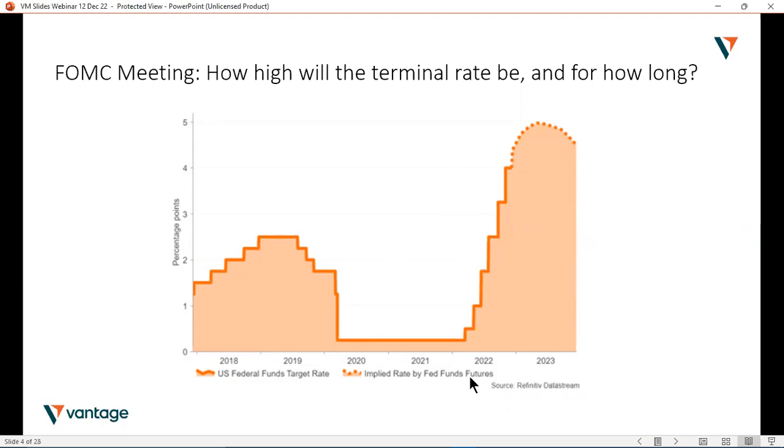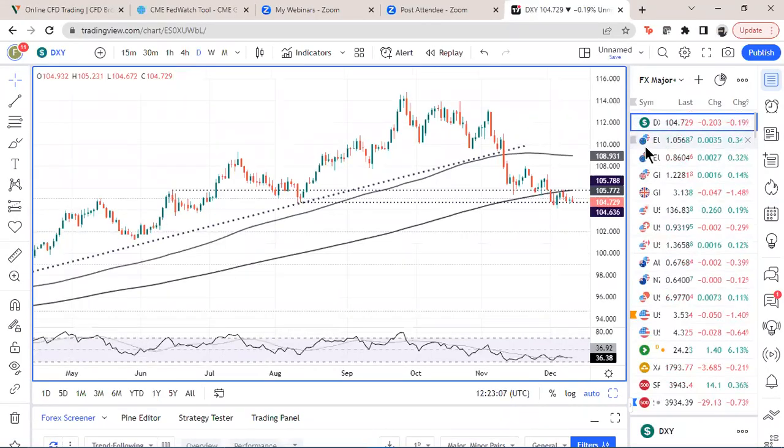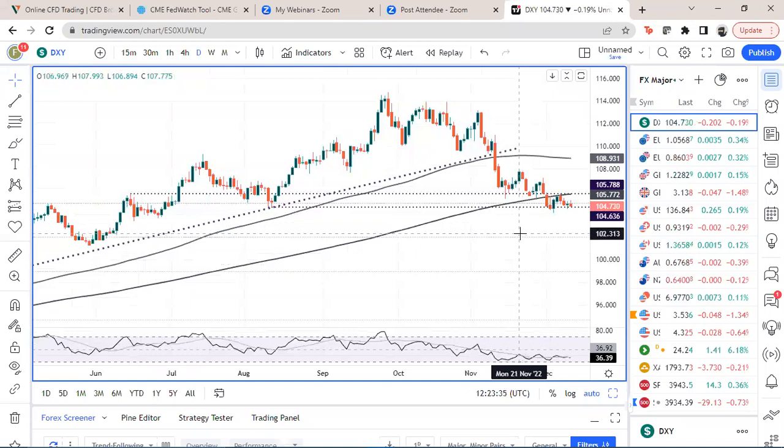I think we'll just look at the DXY chart now, as a gauge to where we are currently for the dollar. We are still up over 9%, just below 10%, around 9.5% this year. But we are down more than 6% in the final quarter of the year. So you can see support around the August lows around 104.63. We're just above that, but we are below the 200-day moving average at 105.77. This is on the daily DXY chart.